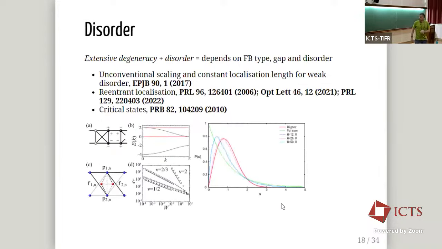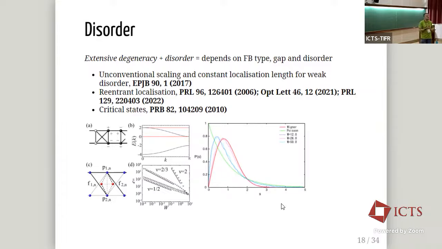So let me start with the disorder, since that's just a simpler single particle perturbation. We look at the case of the extensive degeneracy plus disorder, and we want to understand what that gives. Typically, disorder leads to localization. So what will happen? The answer, it turns out, depends on the type of the flatband, the presence of the gap, and the disorder itself.